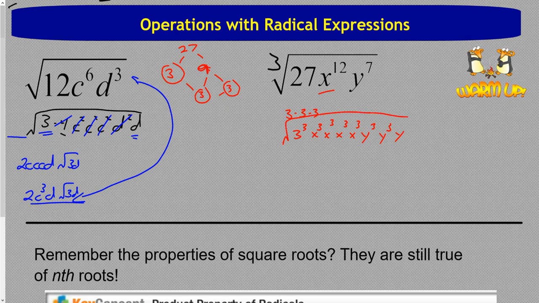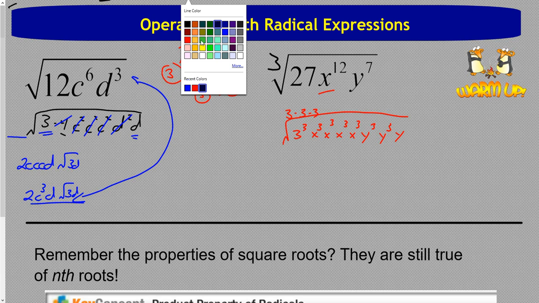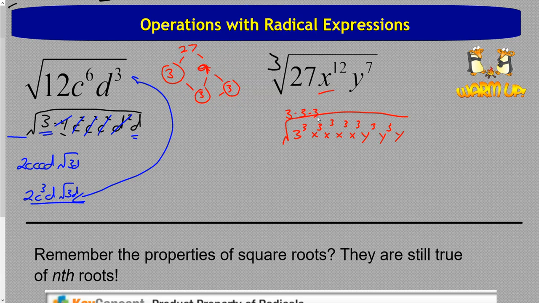Now I'm going to start taking cube roots of things that have perfect cubes, right? So the cube root, because remember this is cubed, the cube root of 3 cubed is 3. Cube root of x cubed is x. Cube root of x cubed is another x. Another x cubed gives me another x, and another x cubed gives me another x. There are 4 x's out front now.